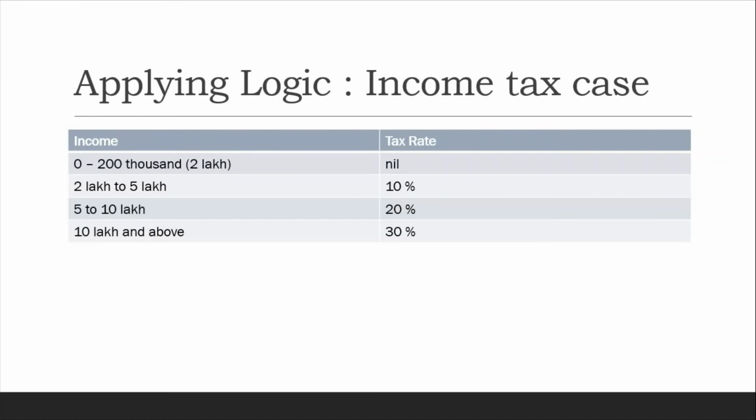Now let's take one example. This is an assignment for you. We all have income tax problems. Say you have an income from 0 to 200,000. If your income lies in this slab, or in 2 lakh to 5 lakh, 5 lakh to 10 lakh, or 10 lakh and above, there are different tax slab rates. Now you have to apply logic to identify which slab your income is in, and calculate the tax. This can be a good example for solving if else problems.